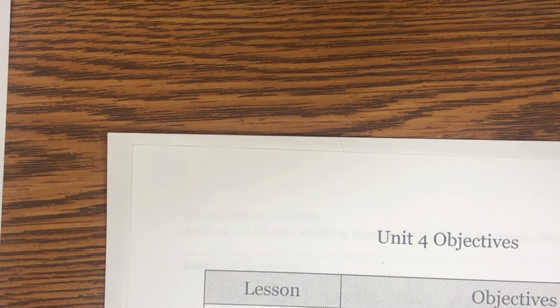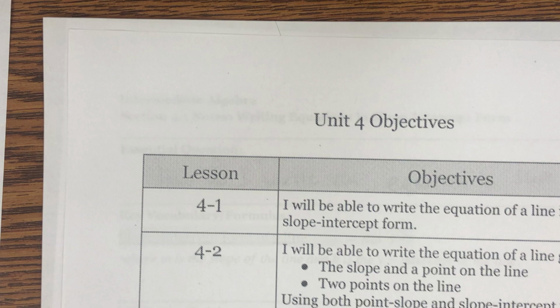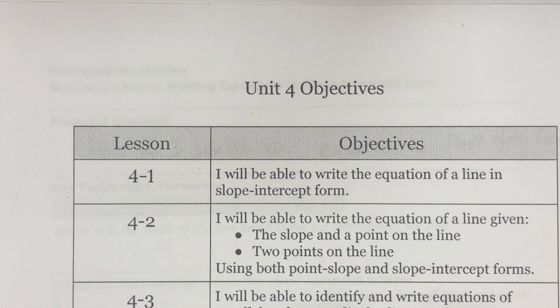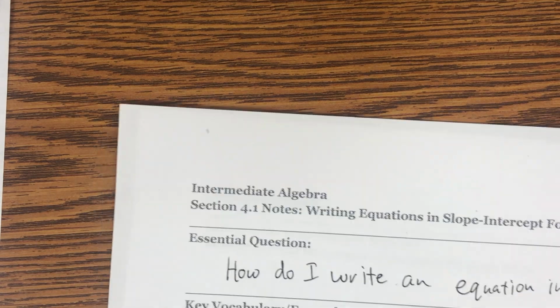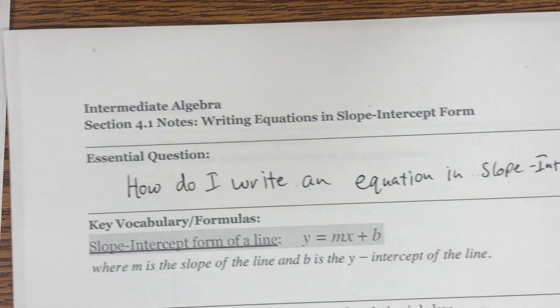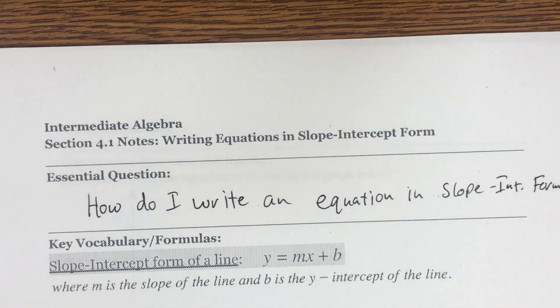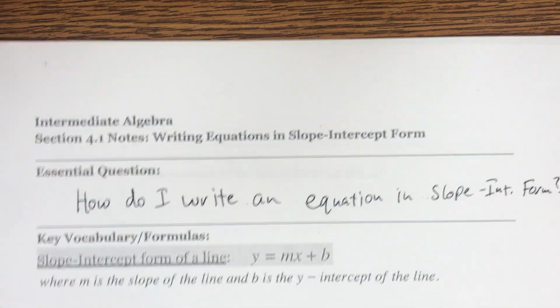So we're going to start up on 4.1 today, which involves writing an equation of a line in slope-intercept form. And let's get started. The essential question for 4.1 is: how do I write an equation in slope-intercept form? That will be our goal.